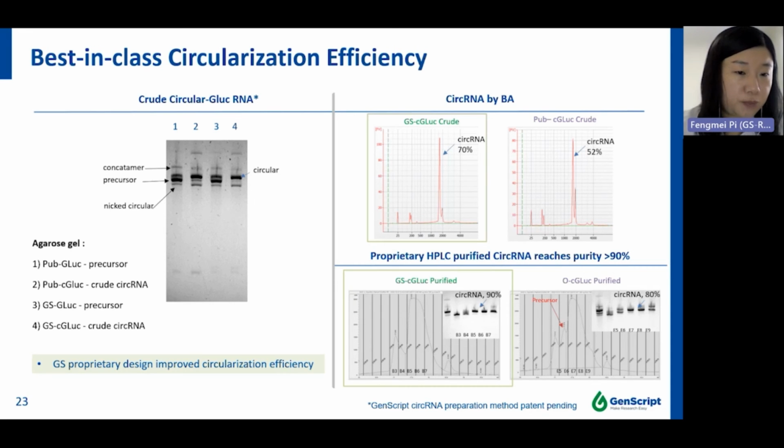With the publication method by the agarose gel, you can see this middle band here is the crude circular RNA, and we can get around 52% of crude circular RNA using this publication method. But using our optimized method, we could reach a higher crude circular RNA at 70%. And here you can see the main feature is that the precursor strand is greatly reduced. And this is the circular RNA. To further improve the circRNA purity, we have developed this HPLC-based method. With that, we could get a final circRNA product with more than 90% purity.